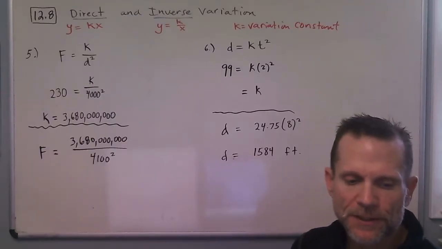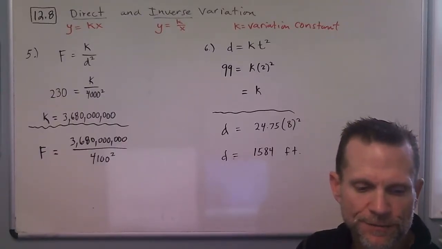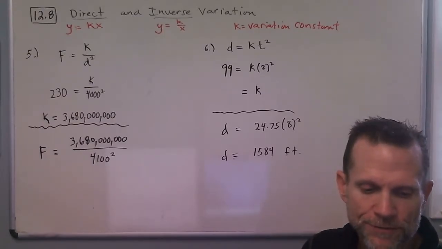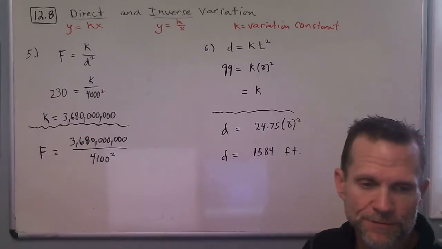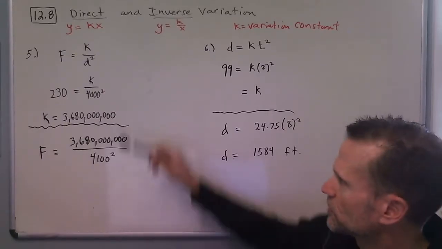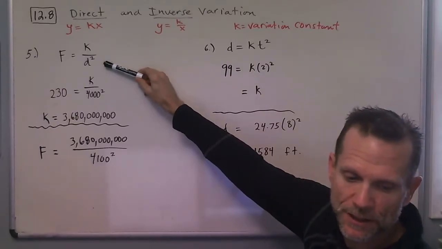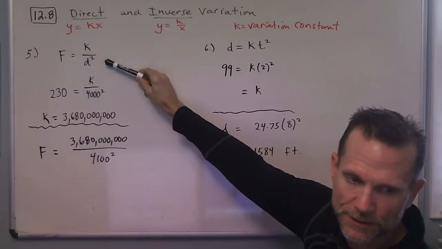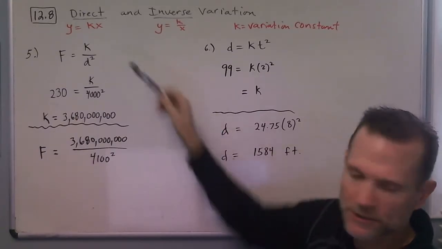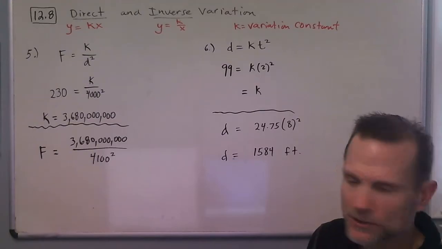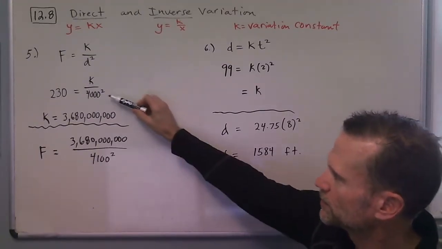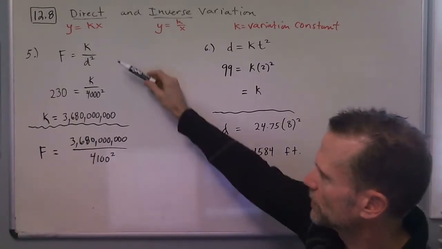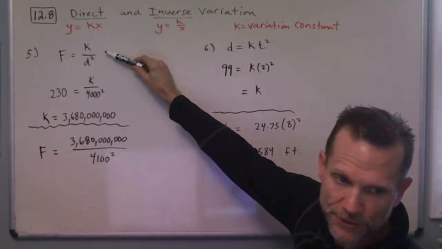Okay, looking at some application problems with direct and inverse variation. Number 5 talks about the force of an object and it being inversely proportional to the square of the distance that the object is from the center of the Earth. Now, lucky for us, they give an approximation in this problem, the distance to the center of the Earth as being 4,000 miles. So what we're going to do here is we set up our inverse variation.